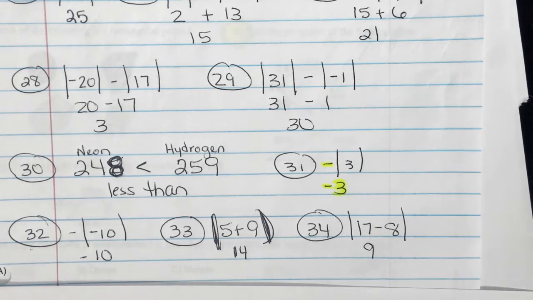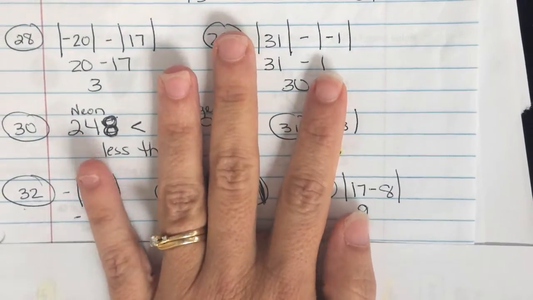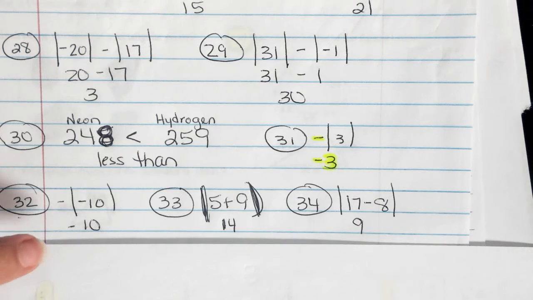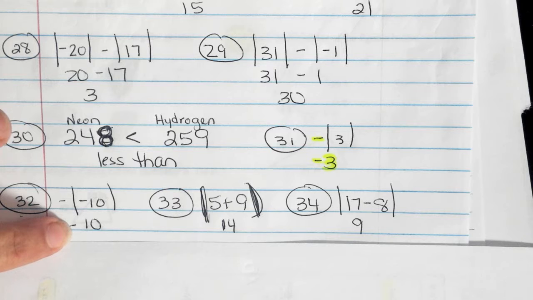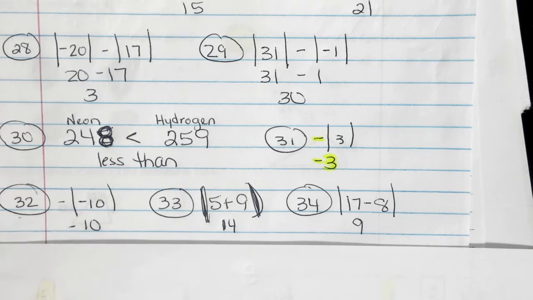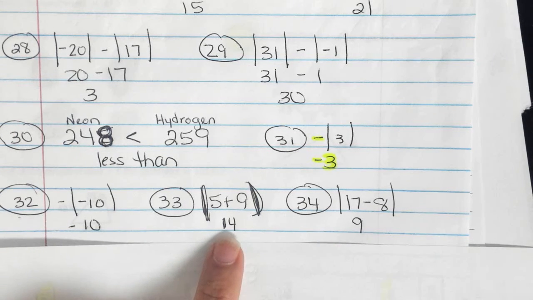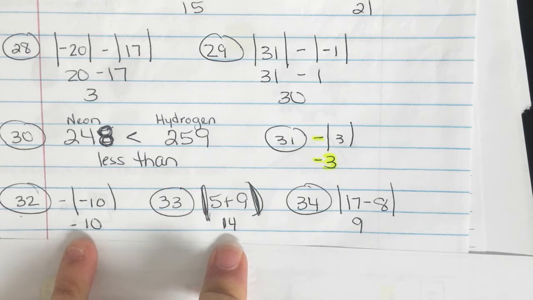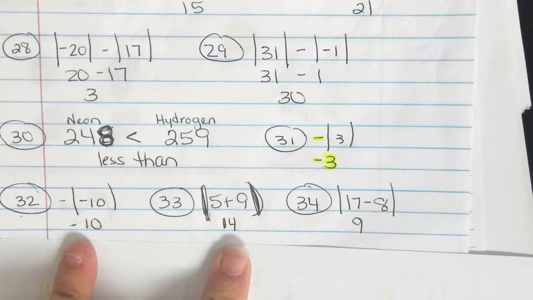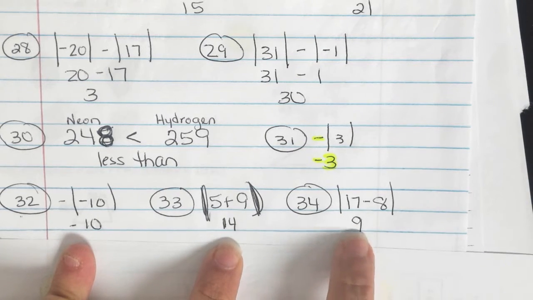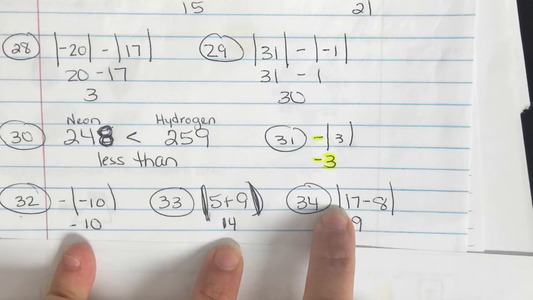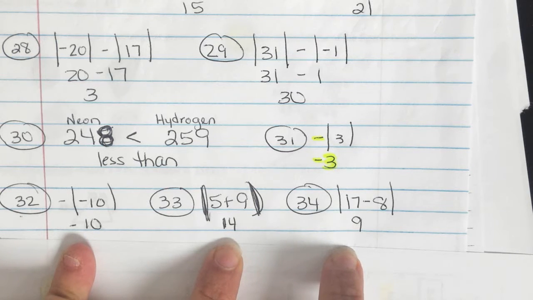Okay. 32, same way. Absolute value of negative 10 is 10, but that negative sign changes it back to negative. And then you've got to have the negative to be right. It is wrong if there's no negative. Okay. 14 and then 9. Okay. Honestly, if there was a negative sign outside this, it'd be negative 9. There's not, but it's 9.